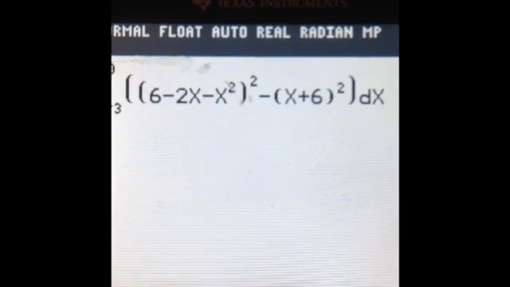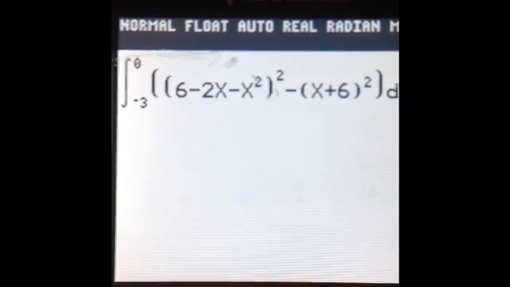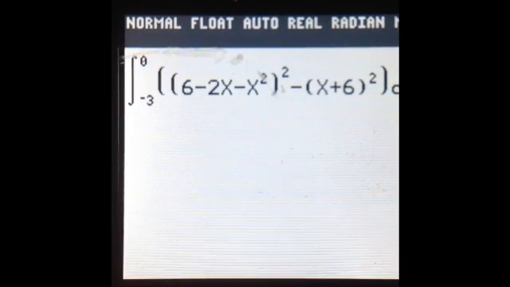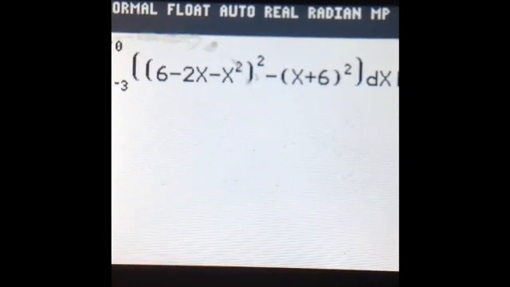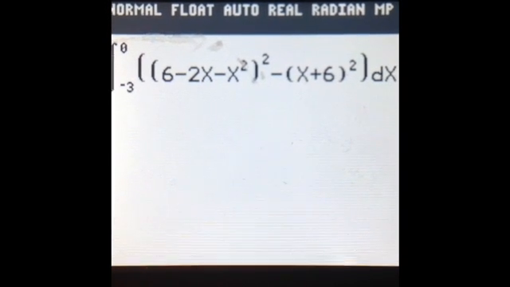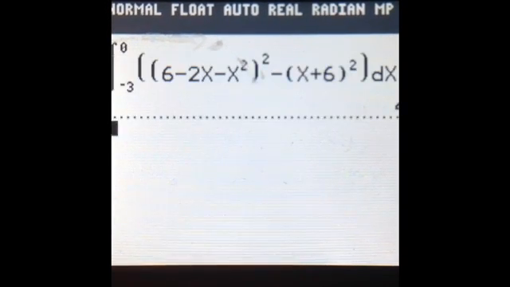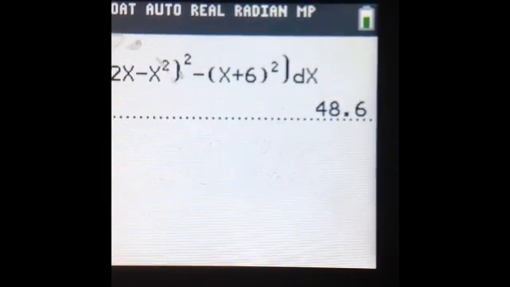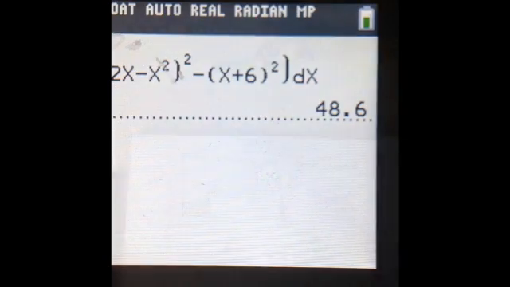I don't usually put the pi, I usually just add that in the answer, because if you get an answer that they have in terms of pi and you put pi in your calculator, then you're going to have to back it back out. So I just do that and then include the pi. So if I hit enter, I'm going to get 48.6. So as we said, that would be 48.6 pi.